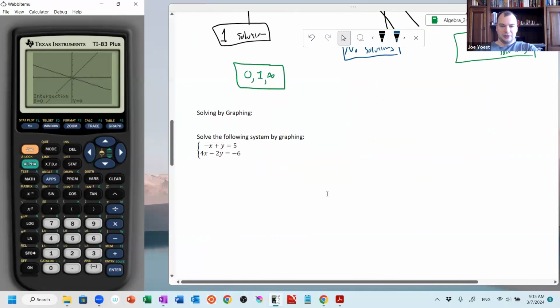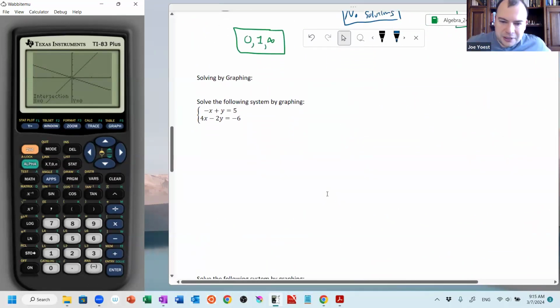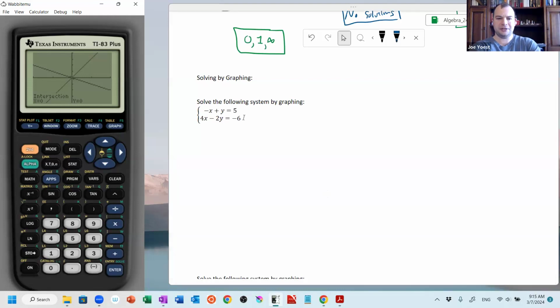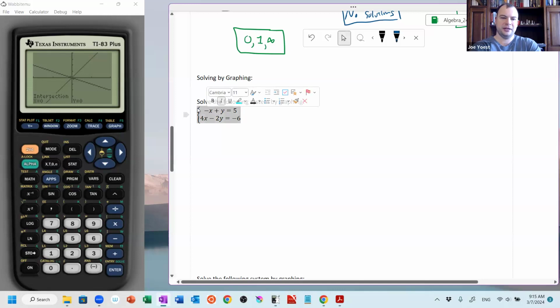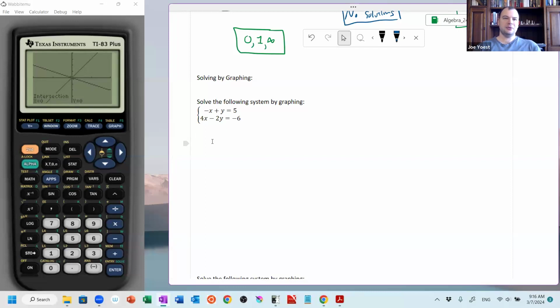Okay, so let's try to solve this system by graphing. And typically when we have a system of equations, we often write it inside of a curly braces like this. So we're going to graph this by hand, see if we can estimate the solution. And then we'll graph it by calculator, estimate the solution visually, and then use our intersection tool to find the intersection that way.